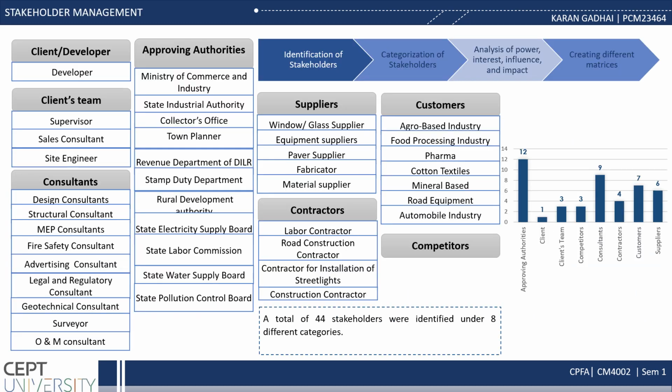In stakeholder management, the first step was identification of stakeholders, under which we identified total 44 stakeholders. Then we categorized them in 8 categories that are client or developer, client's team, consultant, approving authorities, suppliers, contractors, customers, and competitors. So the stakeholders are individuals who have direct or indirect interest in the project. For that, we have prepared a stakeholder register.